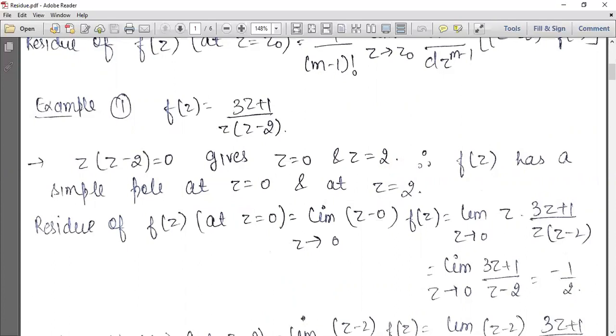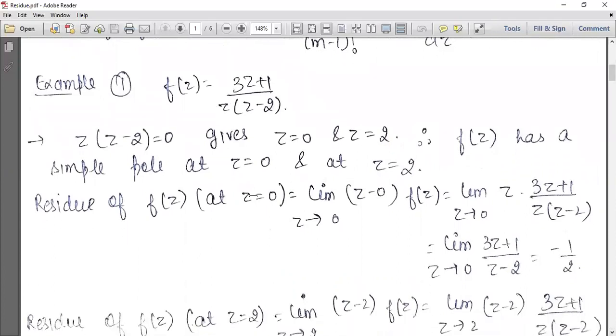So now I will calculate the residue. First, the residue at z equal to 0. Z naught is 0 here, so limit z approaching 0, because we are calculating the residue at z equal to 0. Now z minus z naught becomes z minus 0, times f of z. So this will be the limit as z approaches z naught, which is 0, of z minus z naught, z minus 0, which is z.